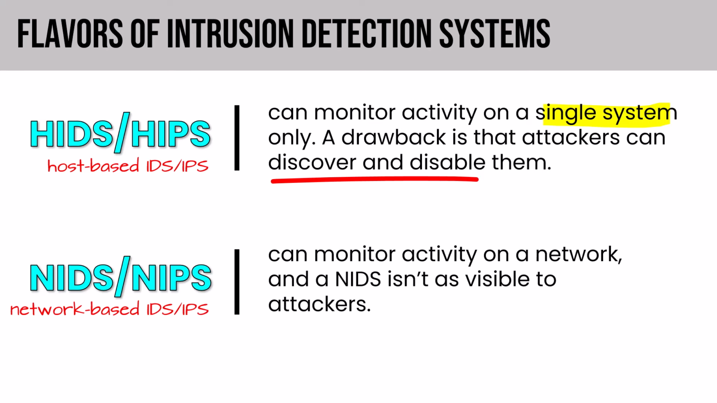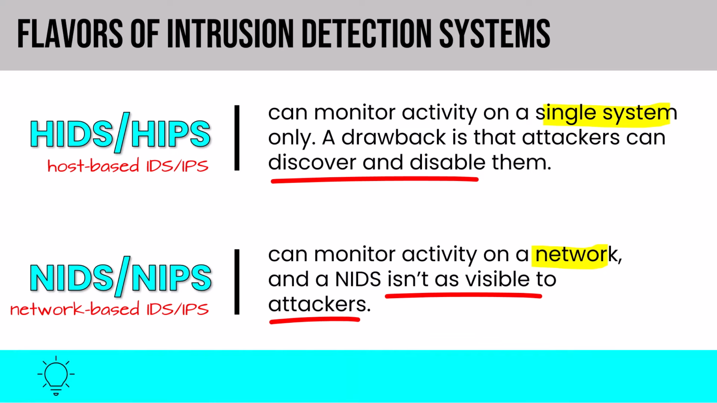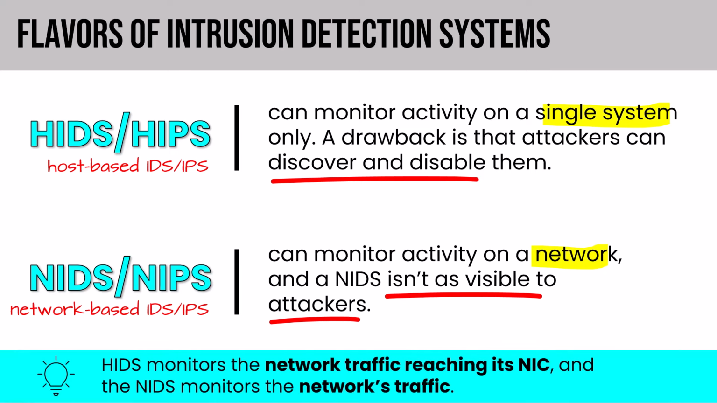Network-based intrusion detection or prevention can monitor activity on a network, and network-based isn't as visible to attackers. In terms of scope, host-based monitors traffic reaching the host network adapter, its NIC, and network-based monitors the network's traffic. So some definite advantages to the network variety, though that is generally going to take more work to implement and will generally be more expensive.